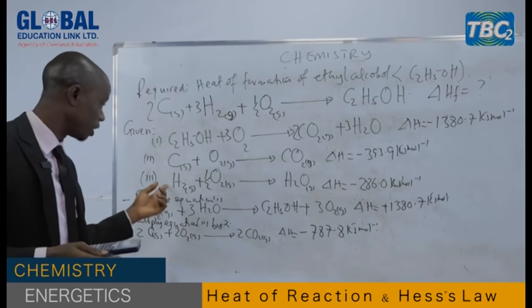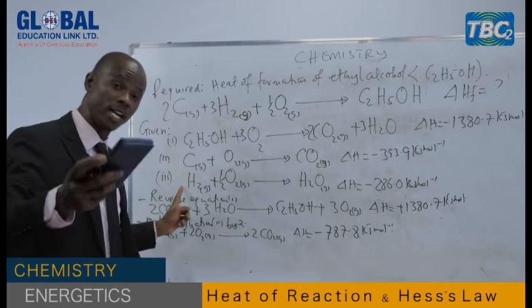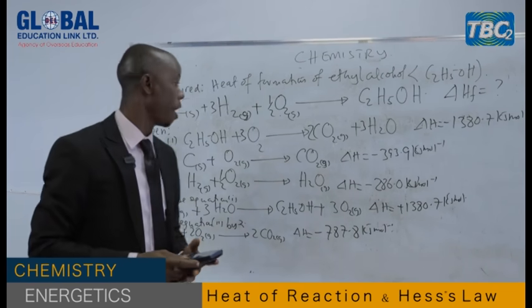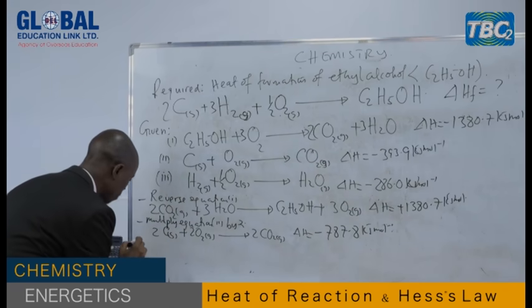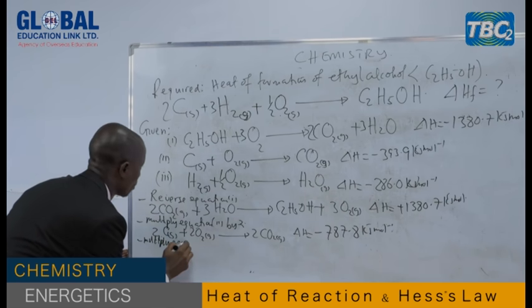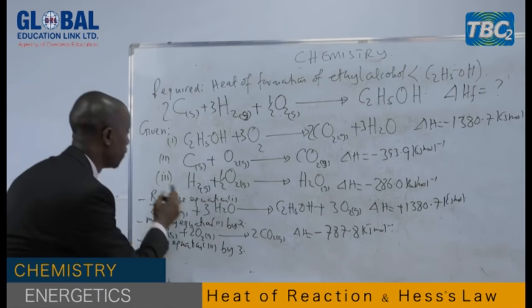Now, from there, you go to the other reactant, and that is hydrogen. The remaining equation is only 1. Here, 3 hydrogen atoms are needed, but here we have only 1 hydrogen atom. So what you have to do is multiply all of this equation by 3. So multiply equation 3 by 3, all of it.